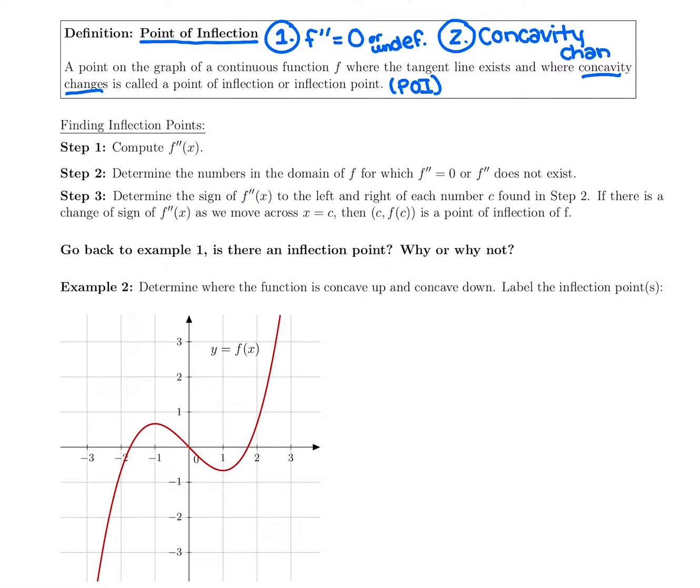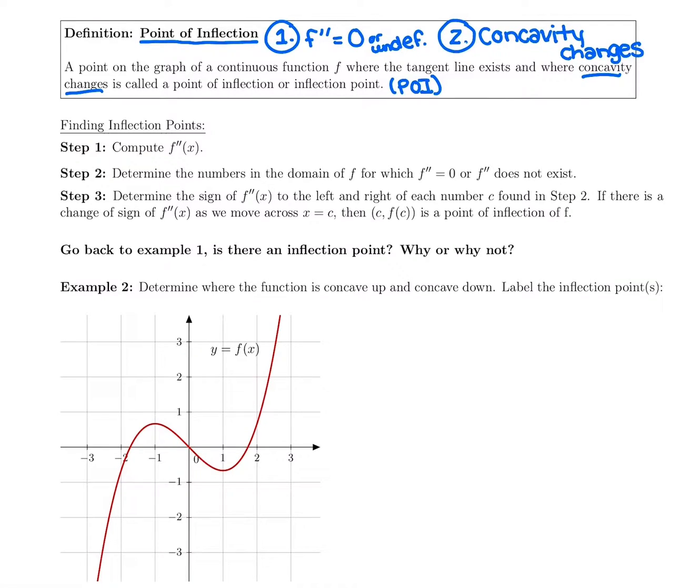So before, if it was decreasing before and after a critical number, that was fine. We just didn't get a relative max or min out of it. But here, if we don't change from concave up to concave down, or vice versa, concave down to concave up, it is no longer called an inflection point. Two things have to happen. It has to make the second derivative 0, and it also has to have concavity change.